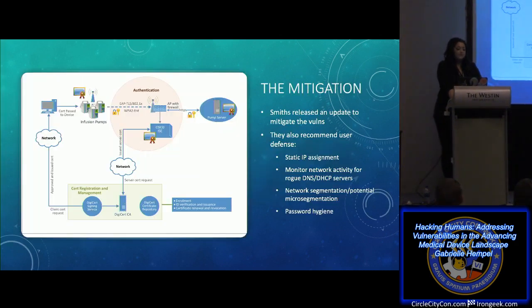Smiths released updates to mitigate these vulnerabilities, but also suggested that users apply defensive measures. These include assigning static IP addresses to the pump, monitoring network activity for rogue DNS and DHCP servers, ensuring network segments are segmented from other hospital and medical technology infrastructure, using VLANs, practicing password hygiene, and performing routine evaluations.